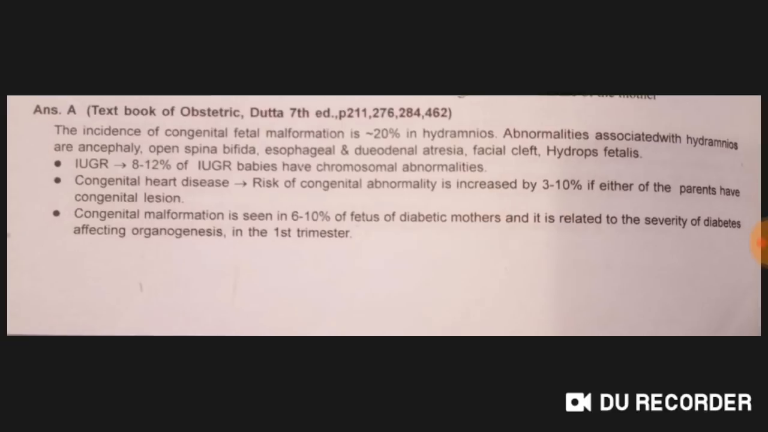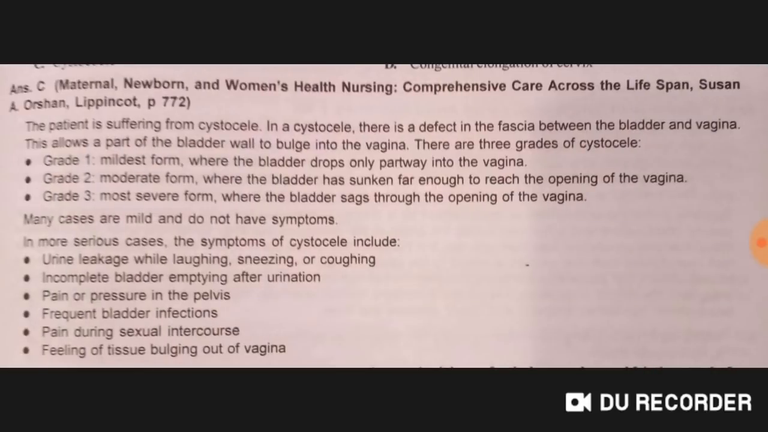Okay. Now, a para woman notices a bulge at the vulva that diminishes in size following micturition. She also finds it difficult to initiate micturition. What is the likely diagnosis? So this is a case of cystocele. C. Yeah.